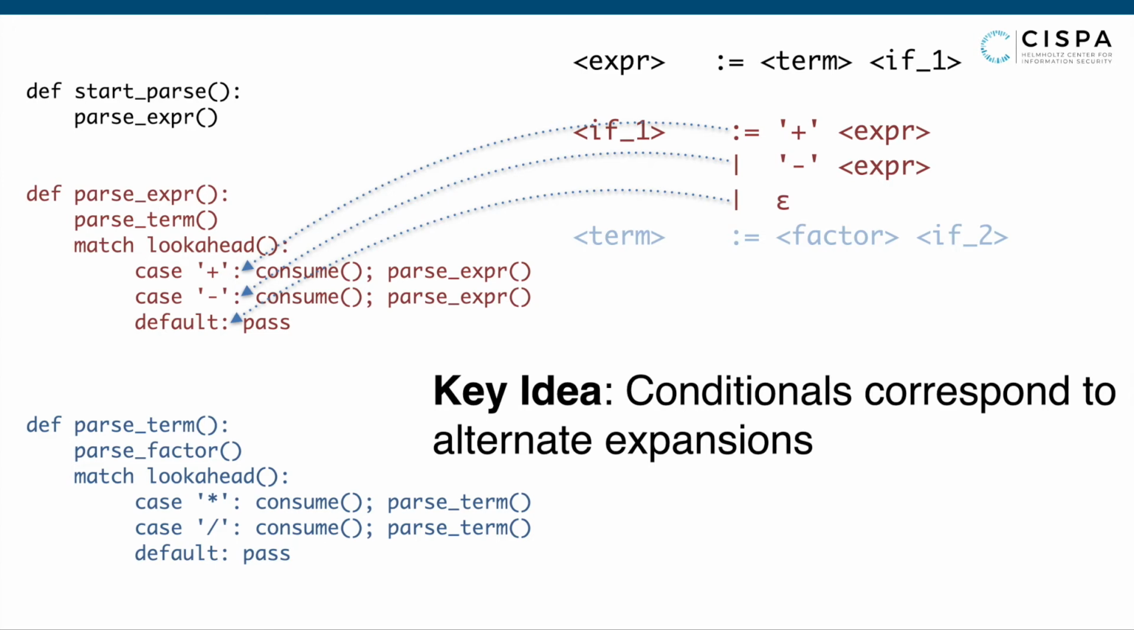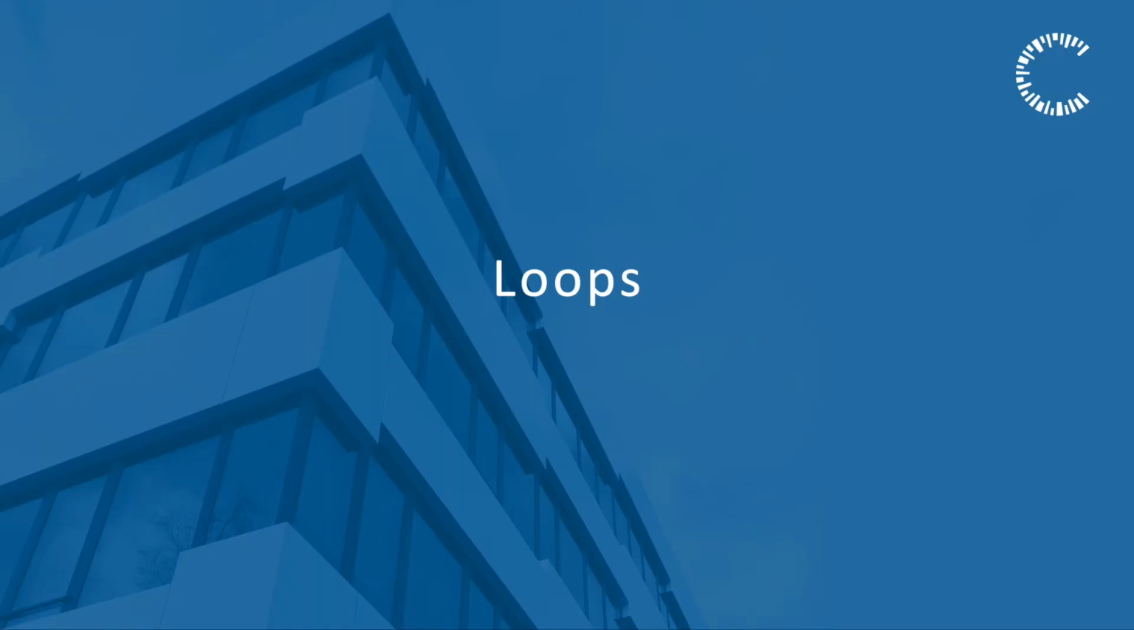So for example, the match conditional becomes a pseudo method called if_1. The if_1 now has 3 expansions, each of which is constructed from the calls made from within the corresponding matching branch. Next is loops.